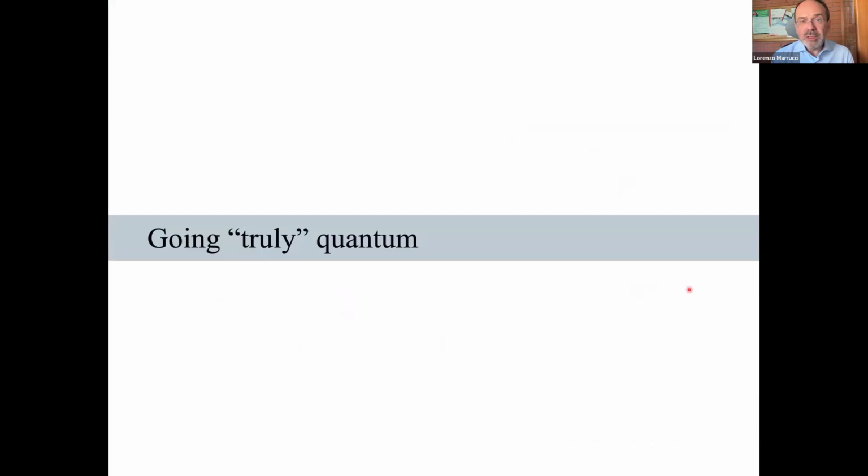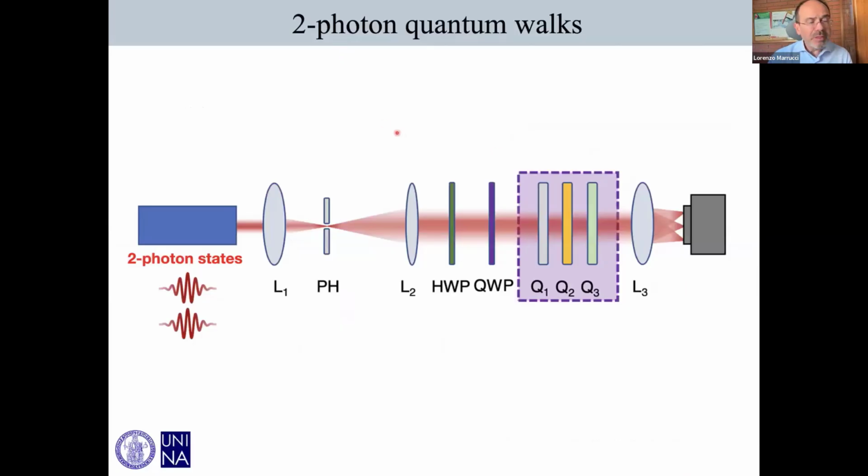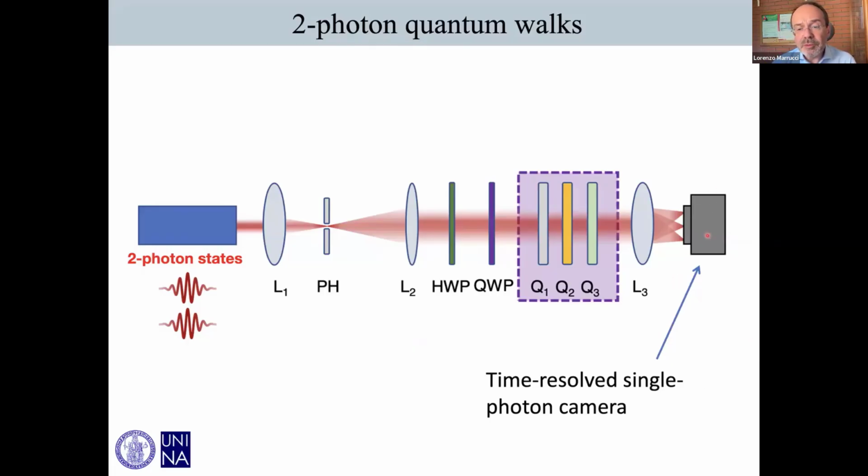Now, all this was shown in a classical regime, but we are now going really quantum. So we started to do experiments with a similar setup, but instead of classical light, using two-photon states at the input. For example, generated by spontaneous parametric down conversion, a standard approach for generating photon pairs. Then they go through a similar setup as those I showed, except that in the output you need something that detects single photons and is able to discriminate when the photons arrive at the same time, so that they are the same photons coming from the same pair. This requires a time-resolved single photon camera, which is not trivial.